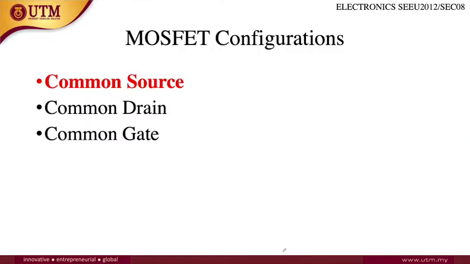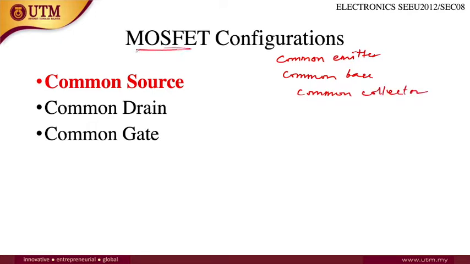Okay, so let's look at the MOSFET configurations. MOSFET configuration is the same as BJT. Still remember, BJT has 3 types of configuration. We have common emitter, we have common base, and we have common collector, right? So same as MOSFET, we also have a common terminal for each one.